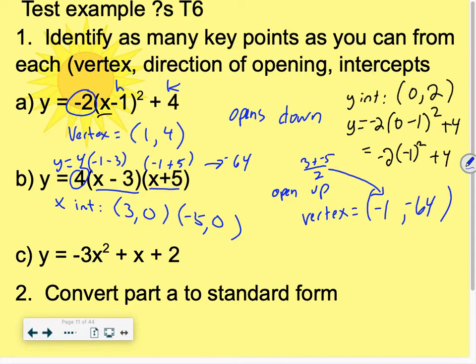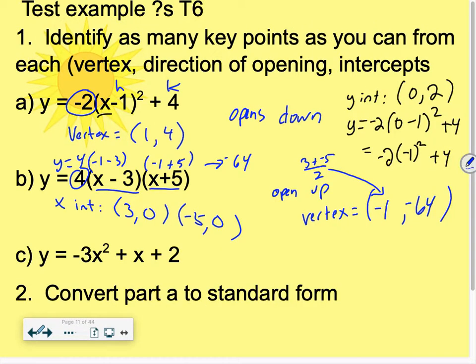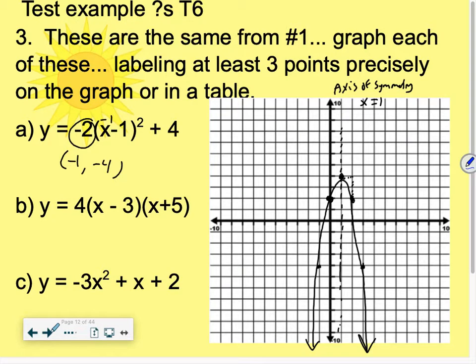So now I designed this kind of poorly because you're going to have a tough time graphing that one. Okay, it's going to be -1, -64. So let's see how that looks with the intercepts. So we have 3 and -5 as the x-intercepts. My axis of symmetry is going to be right in the middle at -1. I can't fit the vertex on this scale because the scale is by ones. It only goes as low as -10.